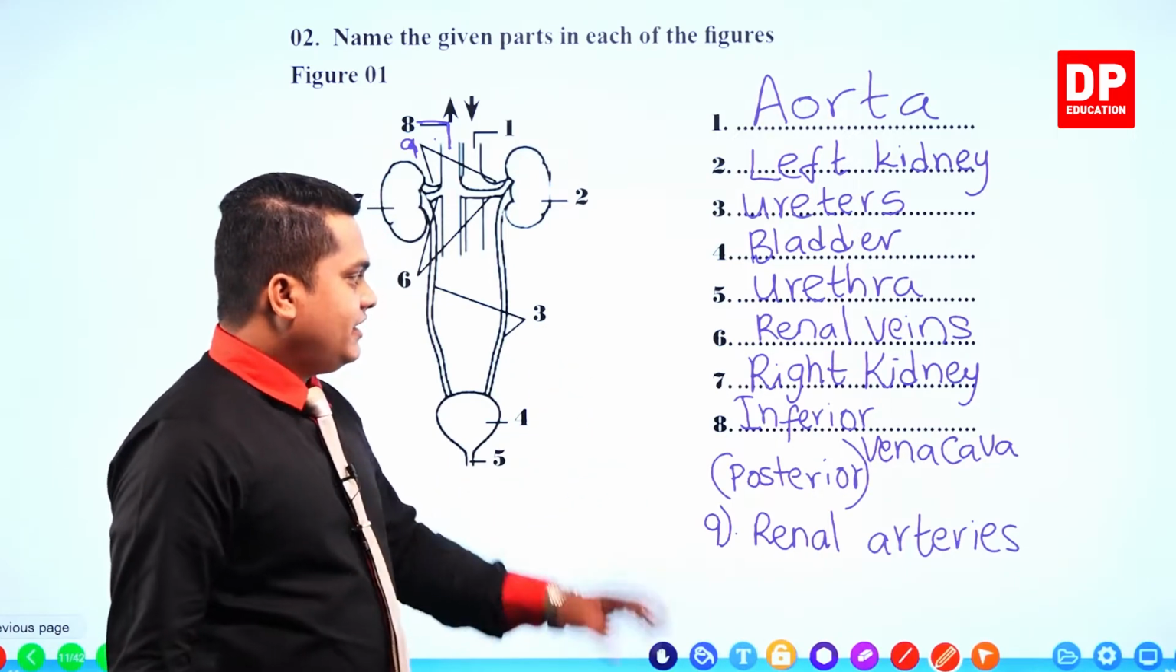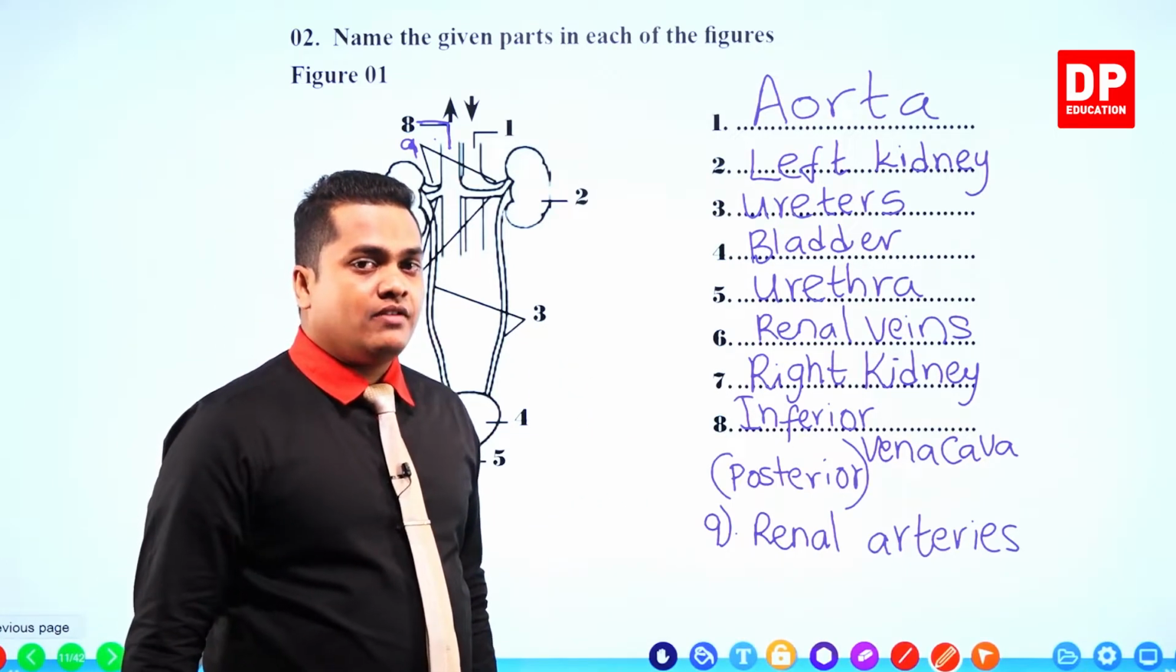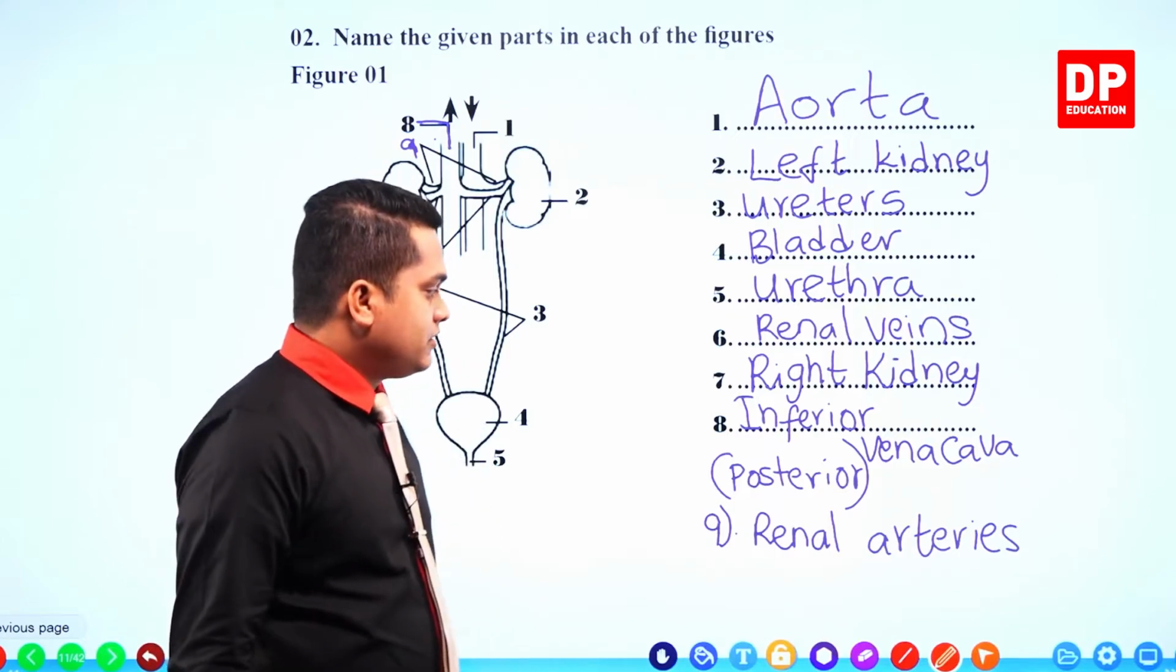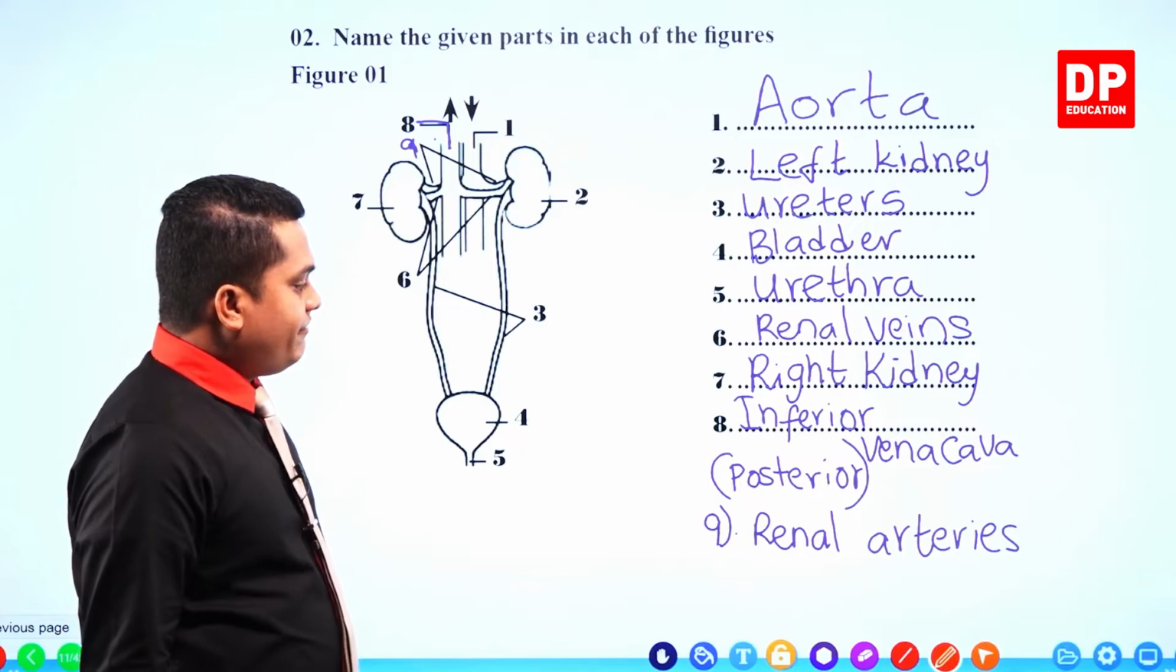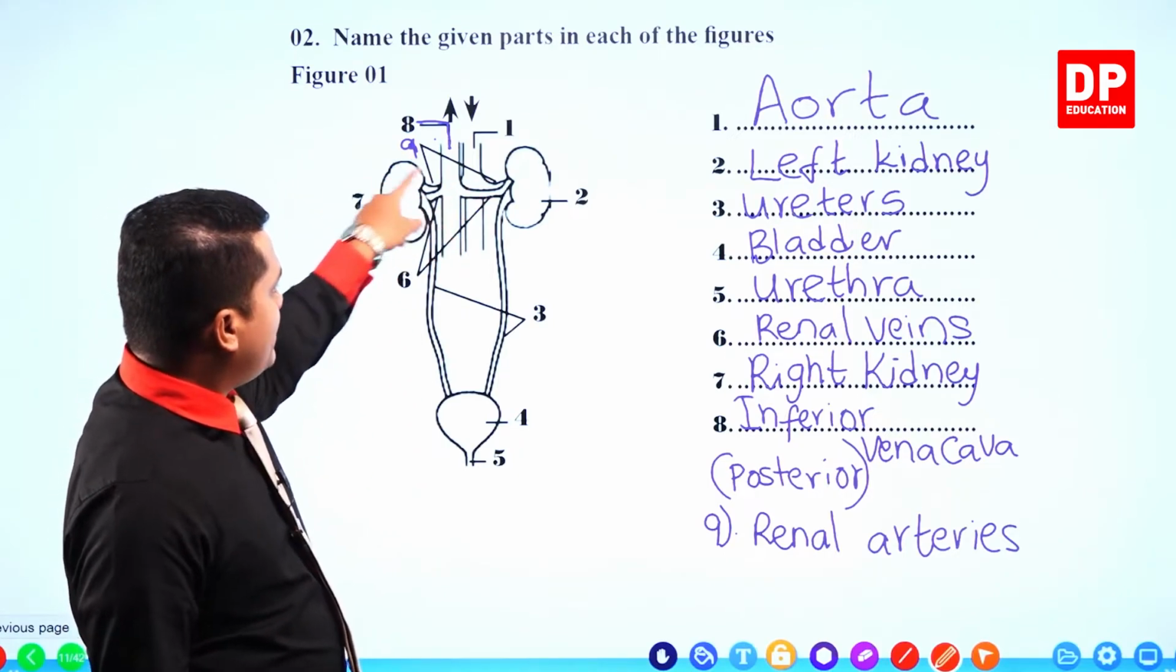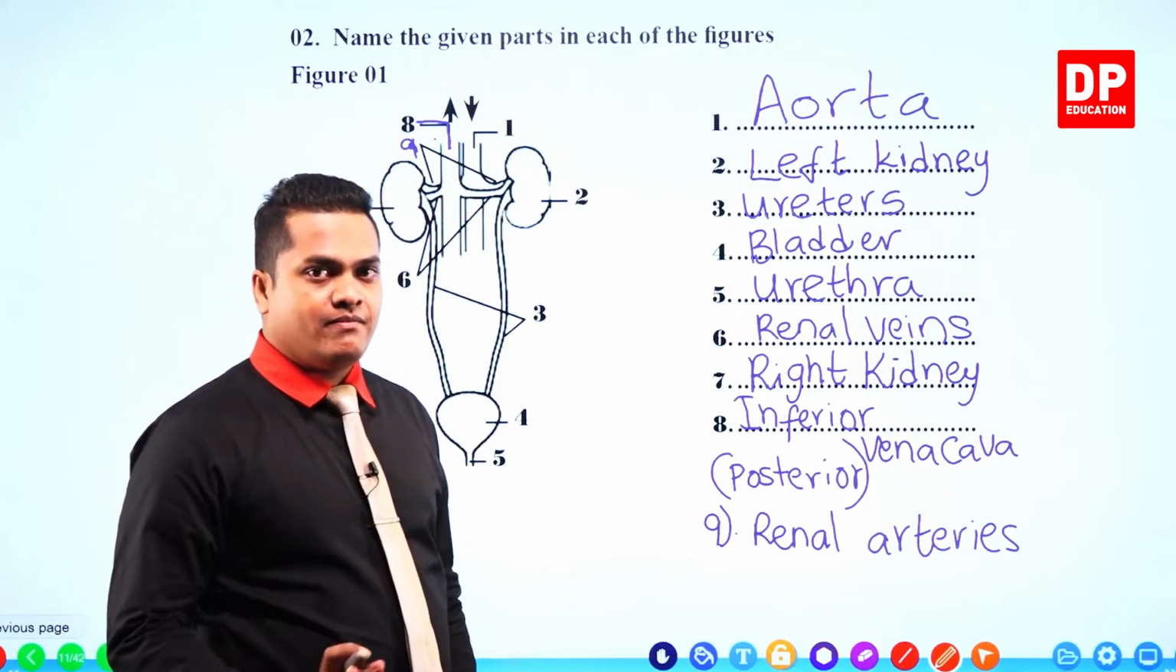Number 8, the inferior vena cava, which is going to carry blood away from the kidneys. This is also referred to as posterior vena cava. Then after that, finally, number 9, it has not been marked on the diagram, but however I have marked it.